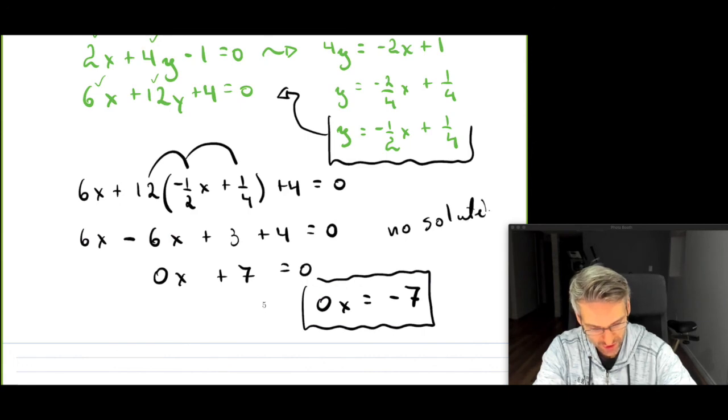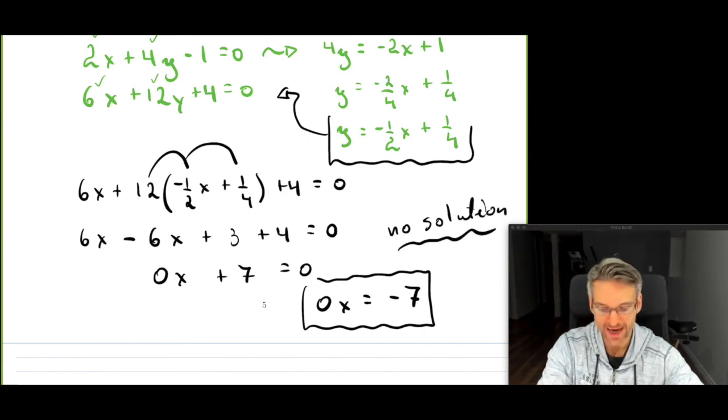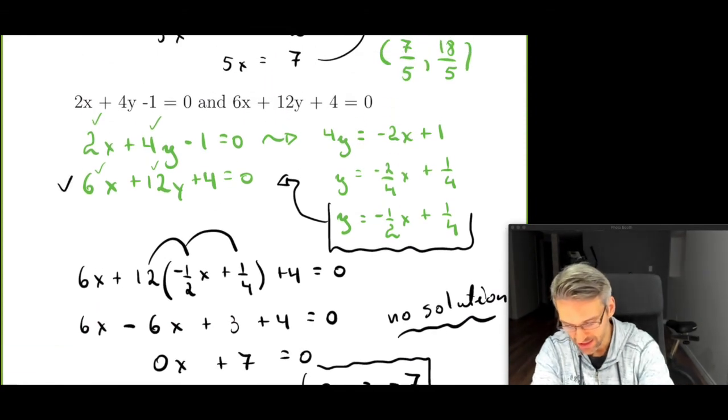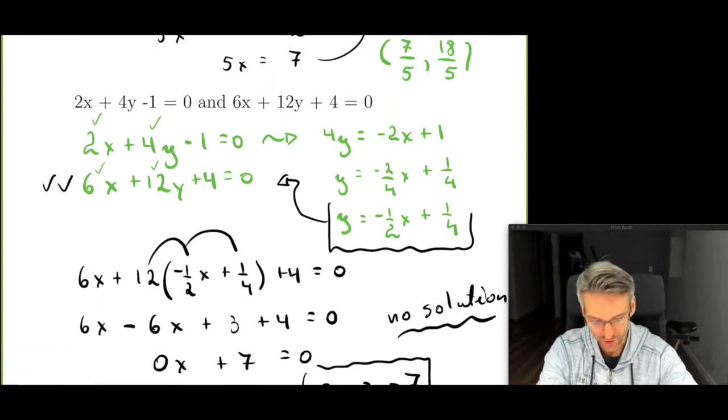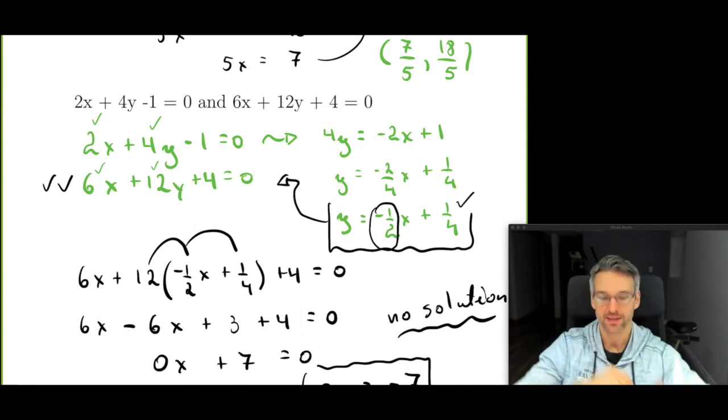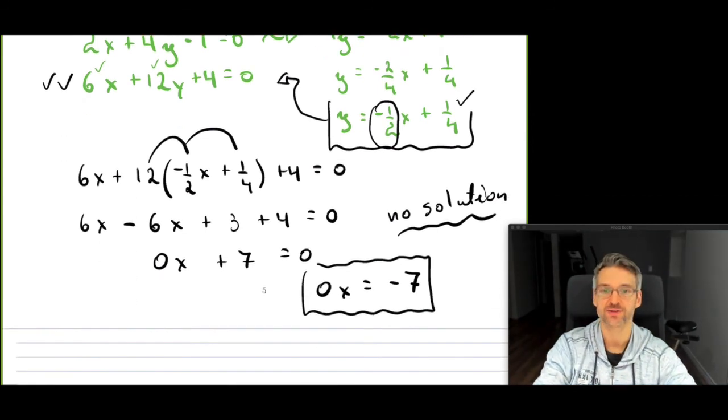And I encourage you to see that these will be parallel lines. If you isolated the second equation for y, you would find that it has exactly the same slope but a different y-intercept, and therefore they never meet. And that's what this is telling us.